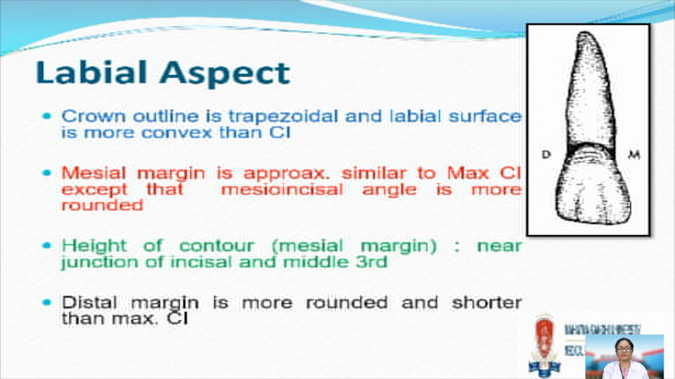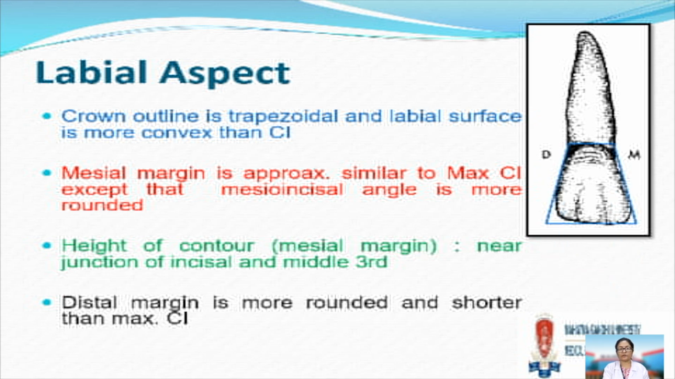The mesial margin is approximately similar to the central incisor, except that the mesioincisal angle is not sharp, it is rounded. Height of the mesial margin is near the junction of incisal and middle third, where the mesial contact is present. The distal margin is more rounded than the maxillary central incisor and also shorter.